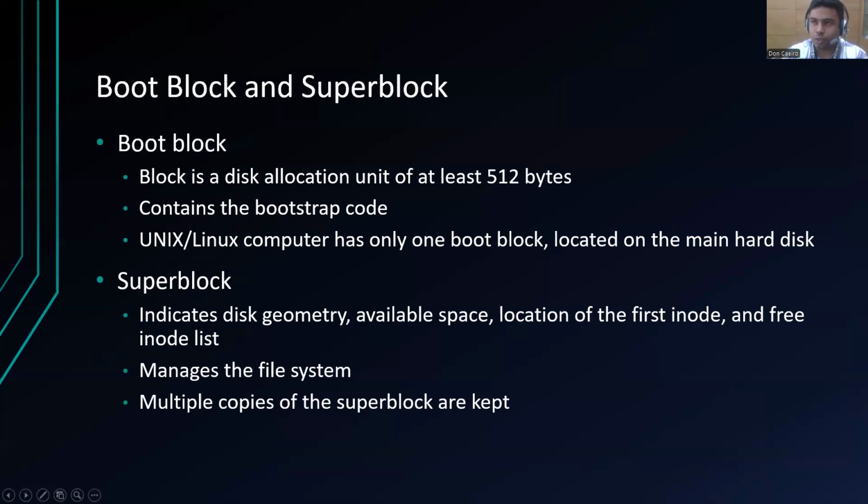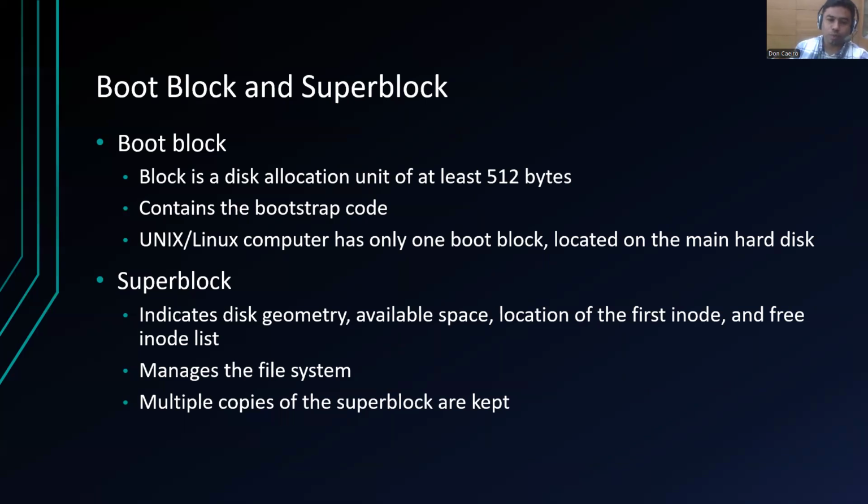When we are storing information on a hard disk or any storage device using a Linux operating system, we come across something called the boot block, which is similar to the master boot record in the Windows operating system. The boot block is basically a disk allocation unit of at least 512 bytes, and it contains the bootstrap code. It has only one boot block, located on the main hard disk.